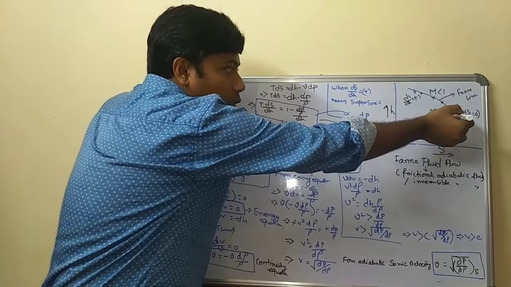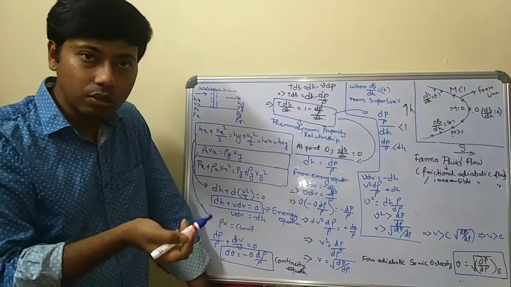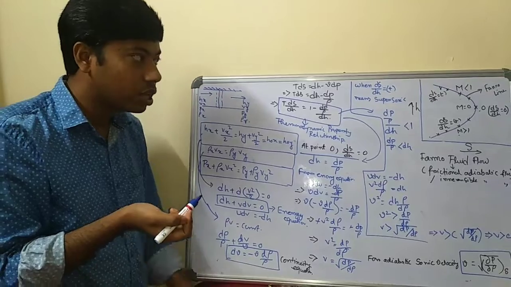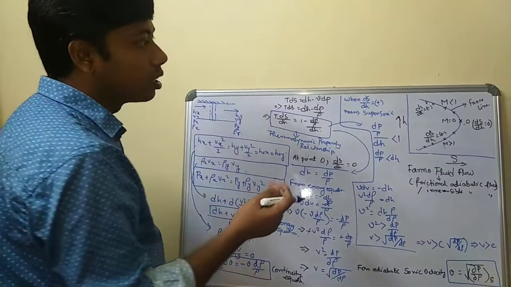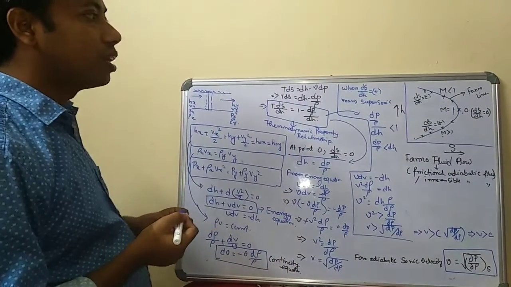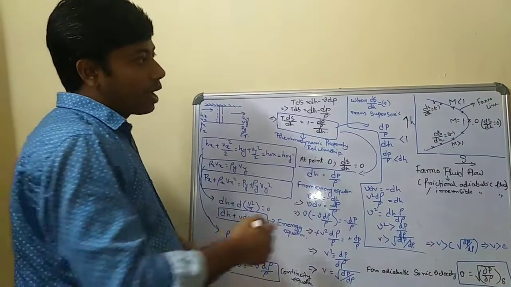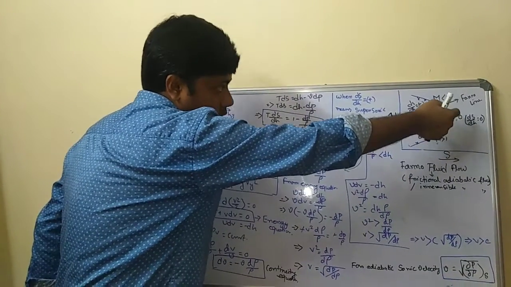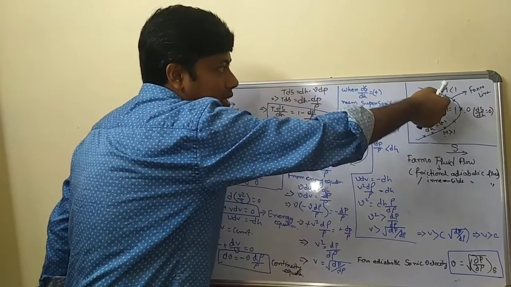Now at point O here, ds by dh is 0, which means the Mach number is 1. Okay, sorry, it is Mach number 1 at this point O, where ds by dh is equal to 0, and that means it is sonic. This is a supersonic flow, this is a sonic flow, and in this region the Mach number is less than 1.